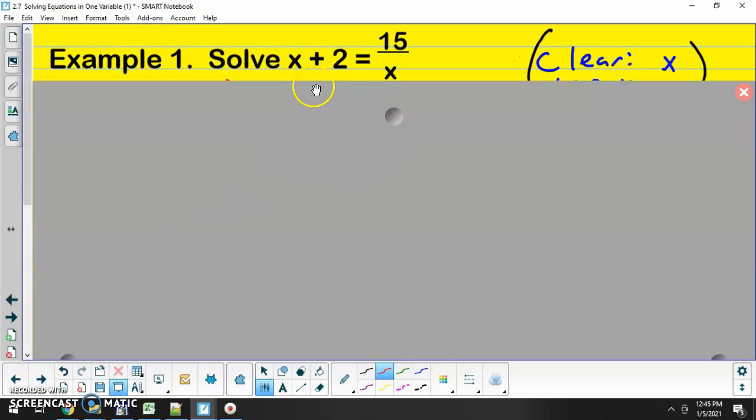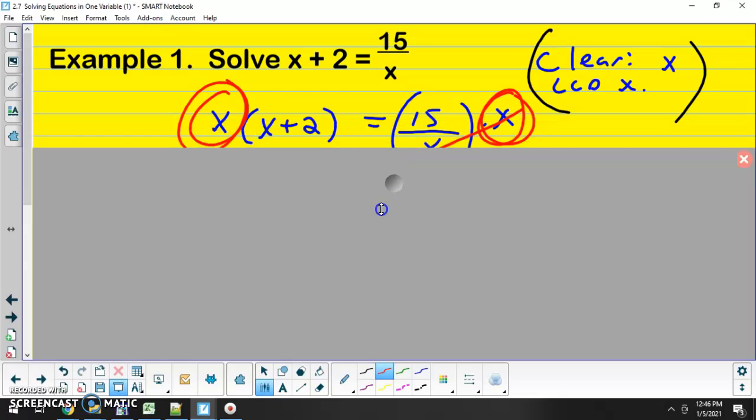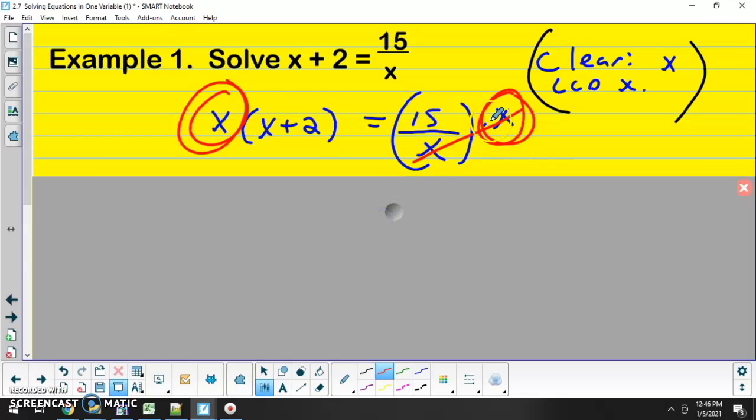Alright, so let's start with this simple-ish one here. We have x plus 2 equals 15 over x. And so the least common denominator here is x. There is no factoring needed. So we're going to clear the x. In order to do that, we want to multiply both sides by x. You see that's what I did here, and you have to multiply the other side by x here.